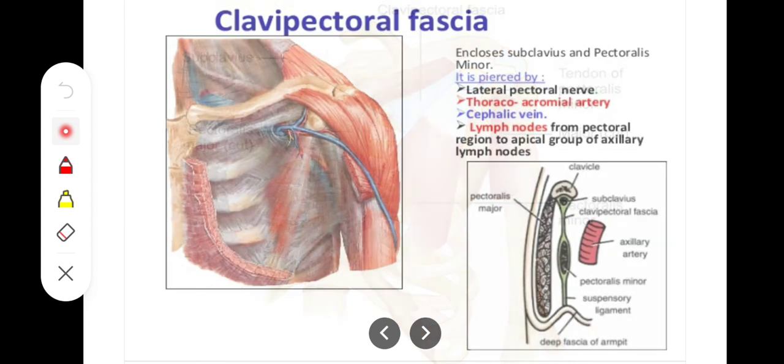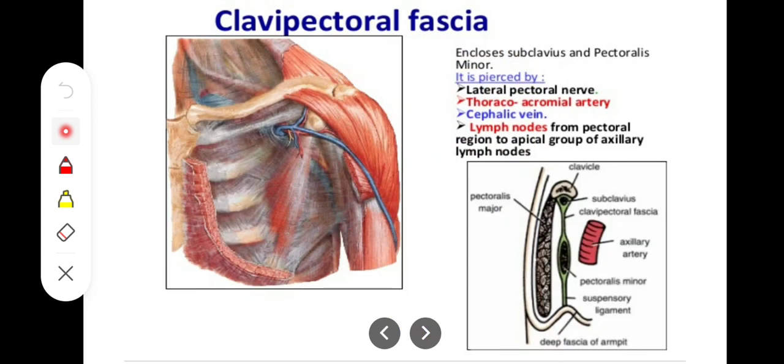Now what are those structures? Number one, the lateral pectoral nerve, because we know that this nerve innervates the pec minor muscle as well as the pec major muscle. So the lateral pectoral nerve will be piercing this fascia, the clavipectoral fascia. The second is the cephalic vein, which is a superficial vein of the upper limb. We'll be studying about it later on. Cephalic vein and the thoracoacromial artery, which is a branch of the axillary artery.